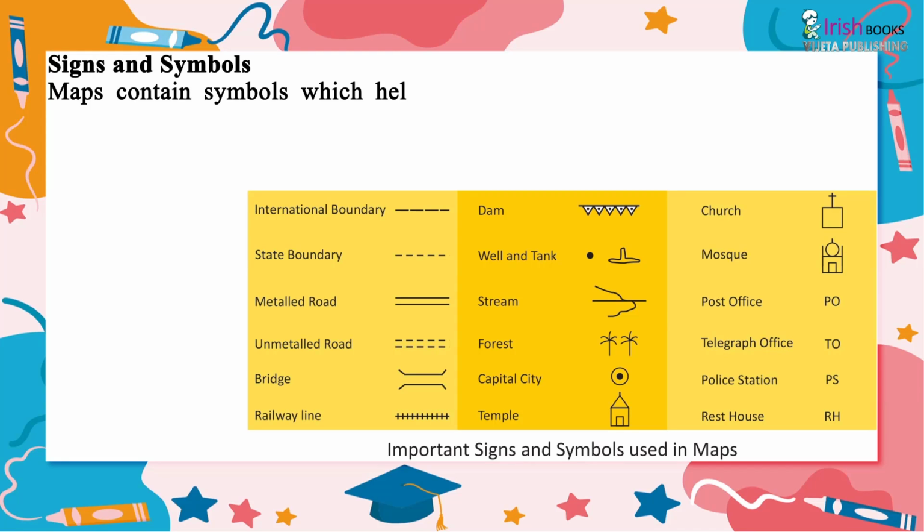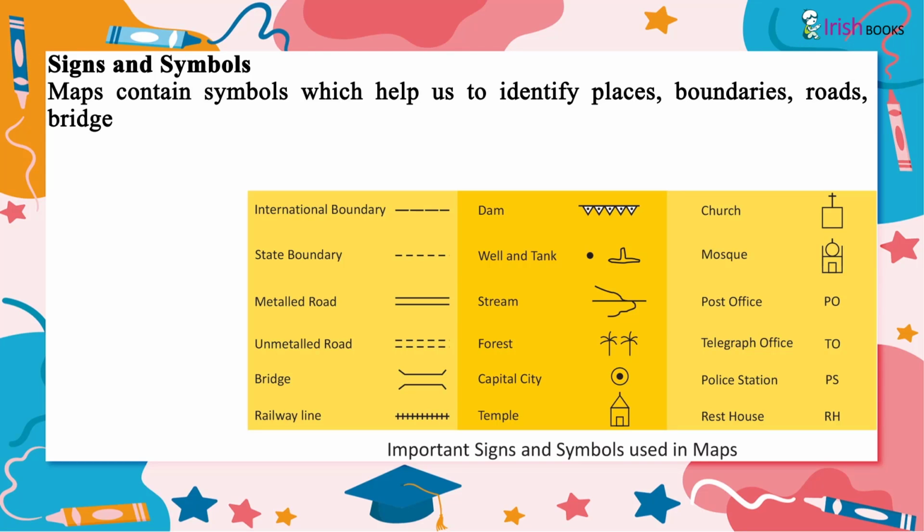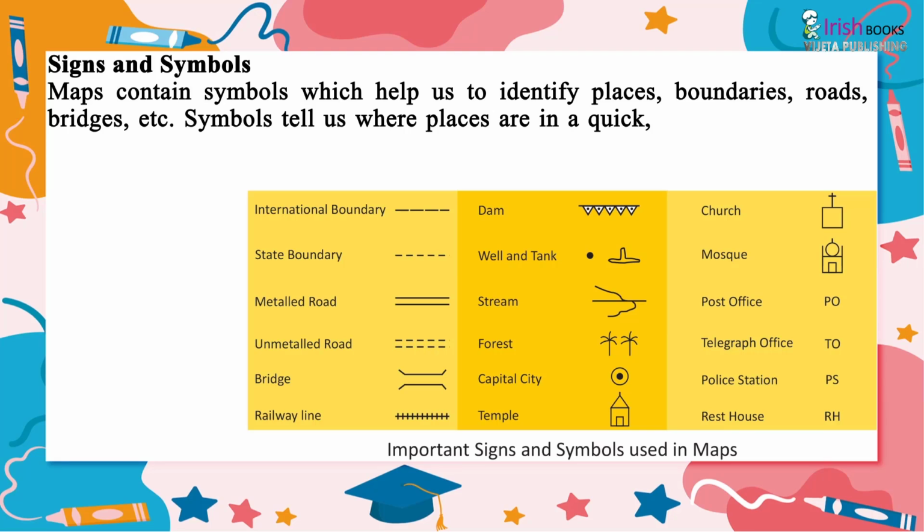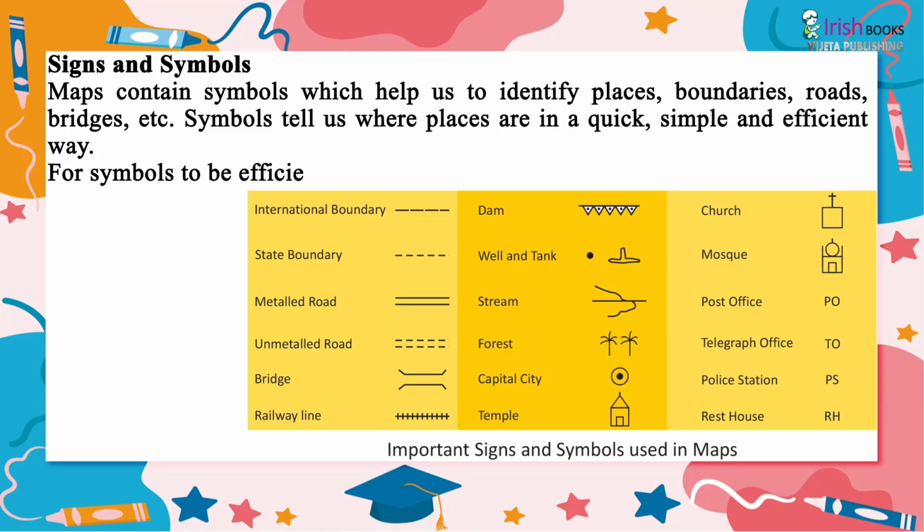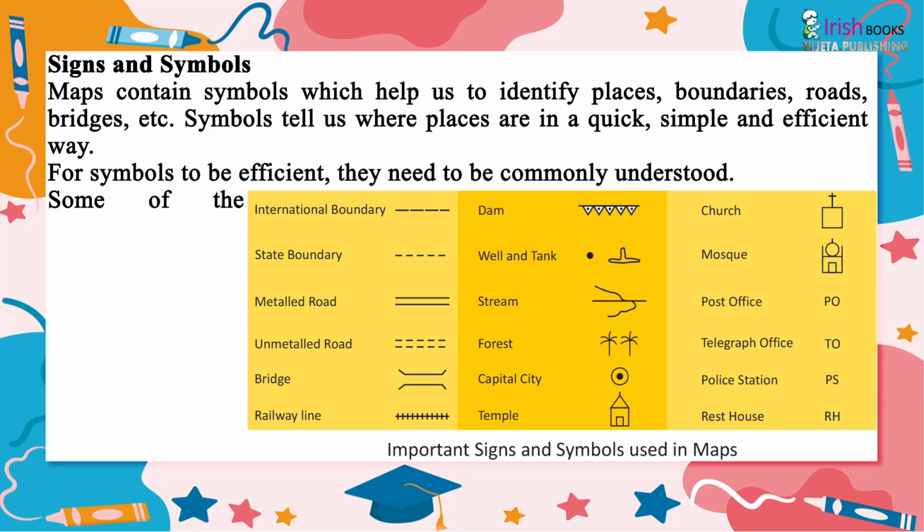Signs and symbols. Maps contain symbols which help us to identify places, boundaries, roads, bridges, etc. Symbols tell us where places are in a quick, simple and efficient way. For symbols to be efficient, they need to be commonly understood. Some of the symbols in general acceptance are given below.